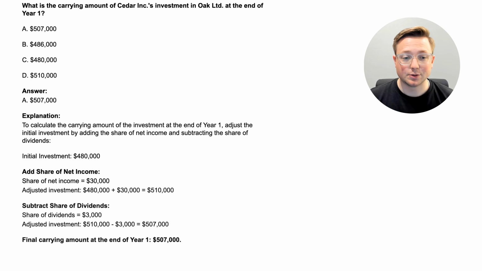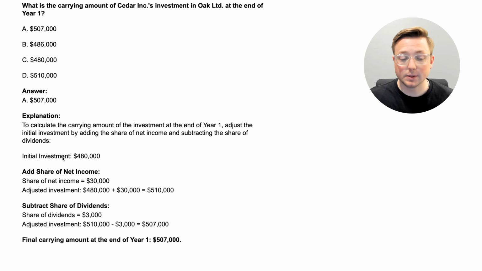All right, here we are. The answer is A, $507,000 is the carrying amount in this situation. Now again, this question is pretty simple. It wasn't meant to be difficult, because I'm trying to show you how this works, and in the next question we're going to have a little bit more difficulty. But really the idea here is all you have to do is figure out their share of the net income, their share of the dividends, and that affects the carrying amount. And in the next question, we're going to have to do some deeper calculations to figure that out. But that's really the idea.